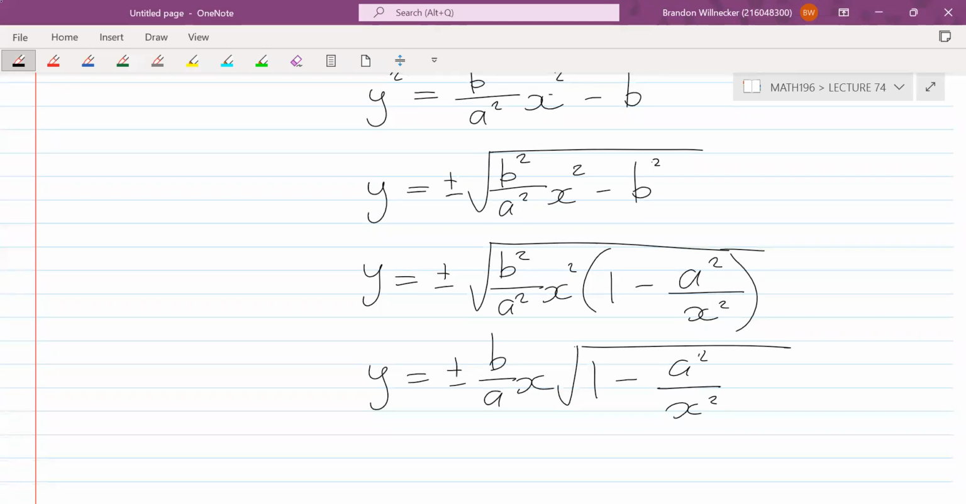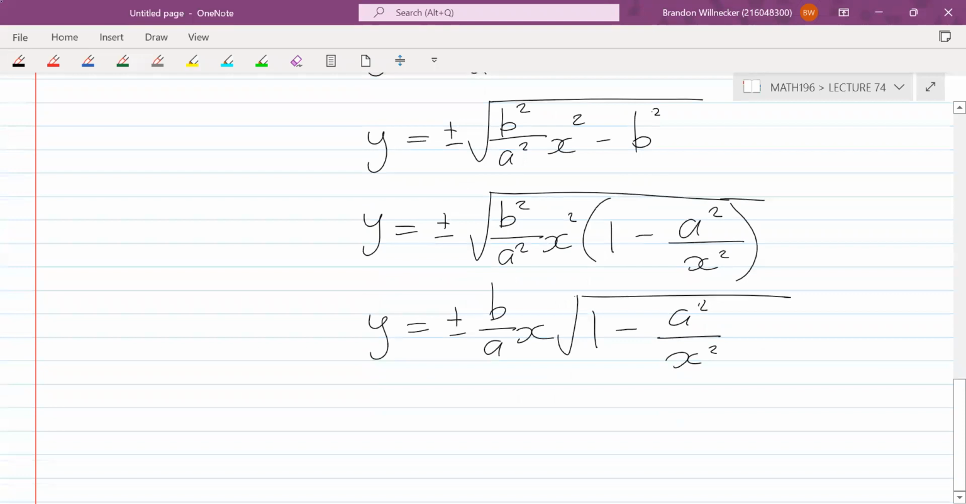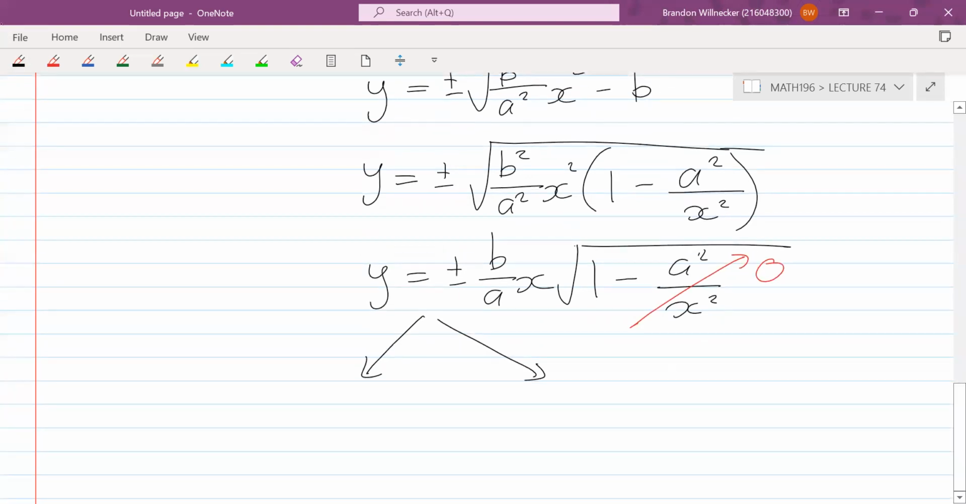Okay, now we know asymptotes show the behavior as x gets very, very large. So if we look at this expression and we imagine x being very, very large, then this fraction a squared over x squared is going to get very small because we've got a large number in the denominator. So in the limit, this term vanishes. So we're just left with the square root of 1, which is just 1. So we end up with our two asymptote equations.